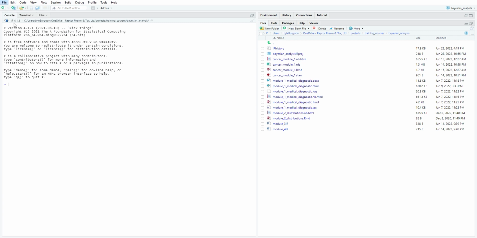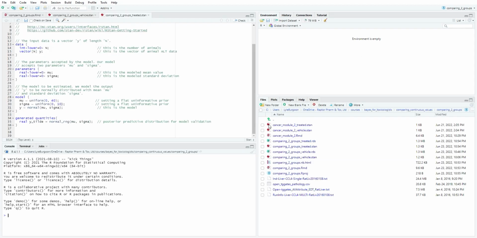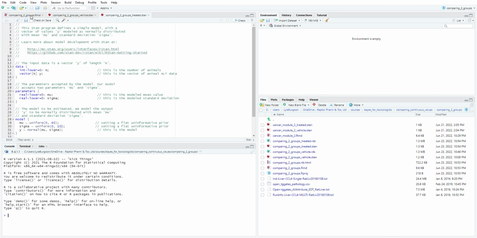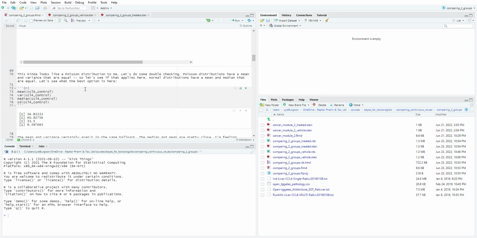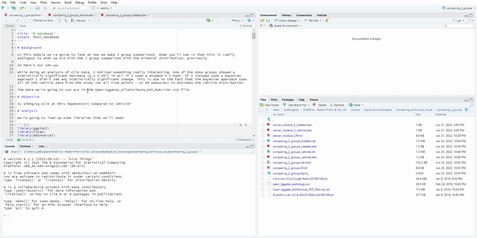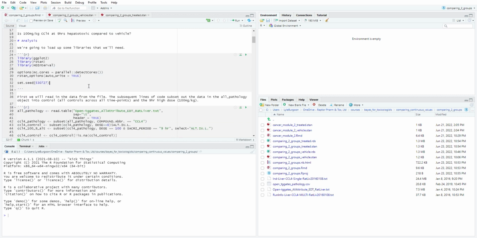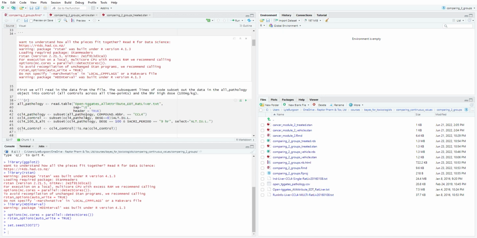Let's open up my projects. Comparing two groups. No. There we go. That looks much better, doesn't it? So we gotta start this all over again, but don't worry, I'm not gonna talk you through all of it because you already seen all this.